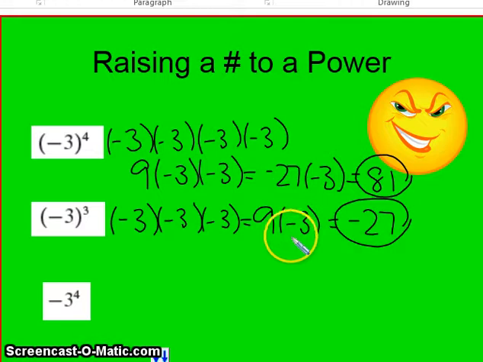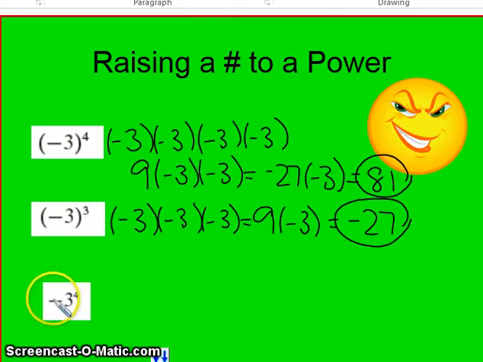Now notice that there's a pattern here. When we have negative 3 to the fourth power, which is an even number, we get a positive answer. That's because we're multiplying these negatives an even number of times, and we're eliminating that negative. When we take negative 3 to the third power, which is an odd power, we're multiplying a negative an odd number of times. And that's why we're ending up with a negative number. Anytime you take a negative number to an even power, your answer will be positive. And when you take a negative number to an odd power, your answer is going to be negative.